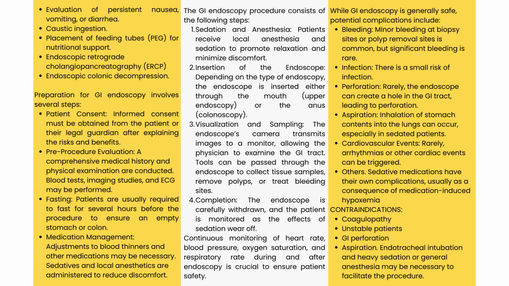Medication management. The GI endoscopy procedure consists of the following steps. Sedation and anesthesia: patients receive local anesthesia and sedation to promote relaxation and minimize discomfort. Insertion of the endoscope: depending on the type of endoscopy, the endoscope is inserted either through the mouth, upper endoscopy, or the anus, colonoscopy. Visualization and sampling.